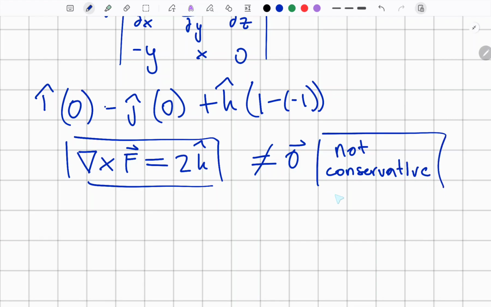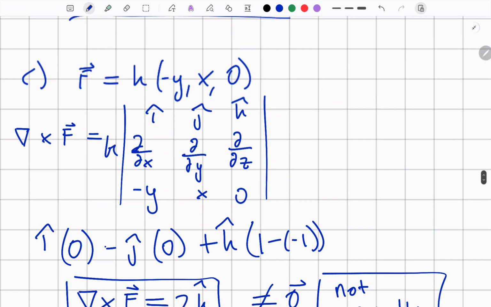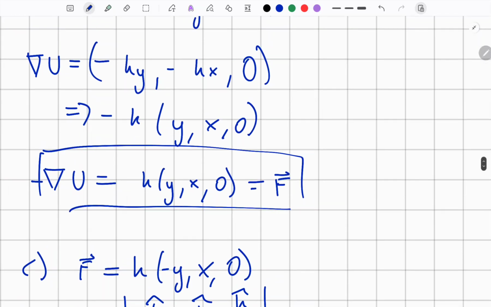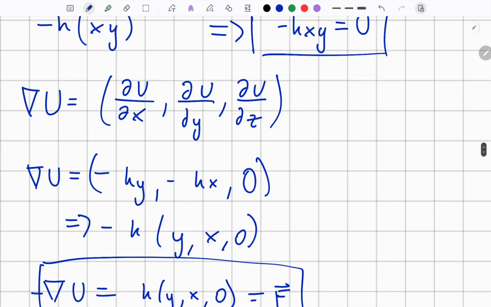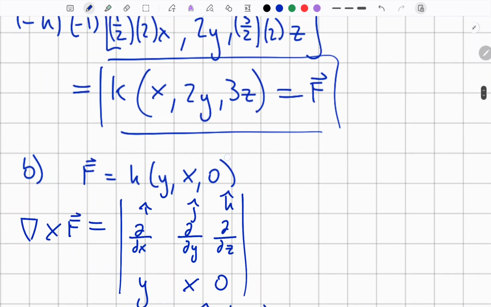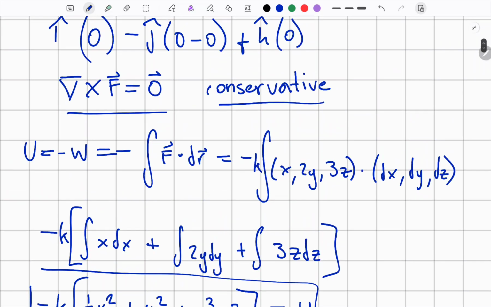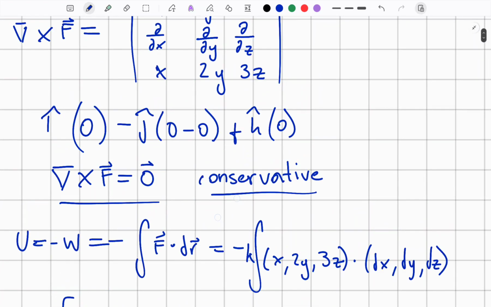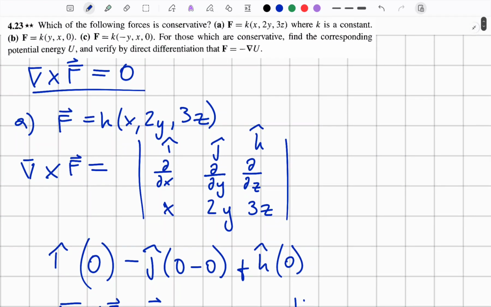This is how you would go about determining if forces are conservative. You can use any of the methods here. If you know a force is conservative and you have the potential, the negative of that gradient is going to give you the force. Cross product equaling 0 automatically proves that the force is conservative, and from there we just work through to satisfy the other requirements of this question and verify that by direct differentiation.